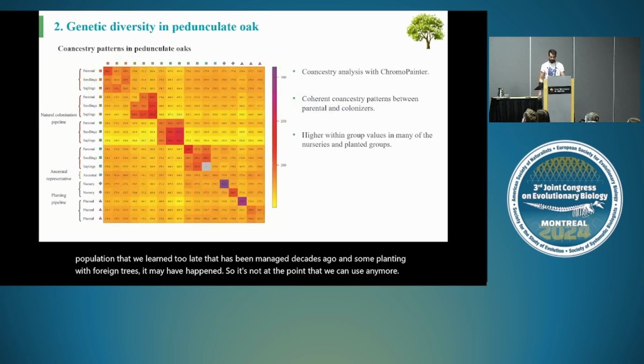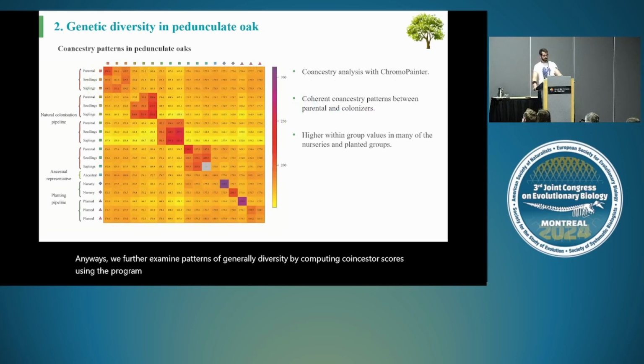Anyways, we further examined patterns of genetic diversity by computing co-ancestry scores using the program ChromoPainter. Results were roughly similar for oak and birch, so I'm only presenting here those for oak. This is a heat map showing pairwise and within group average levels of co-ancestry, and there are a number of patterns that are of interest.